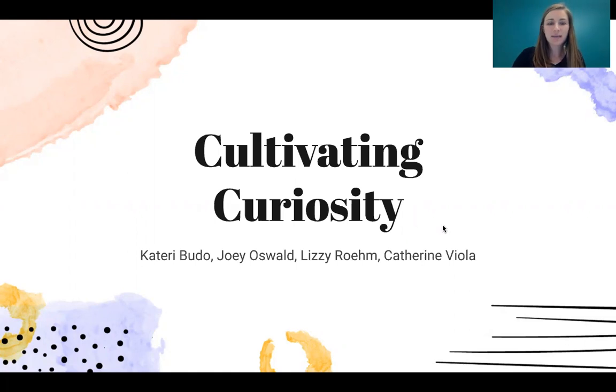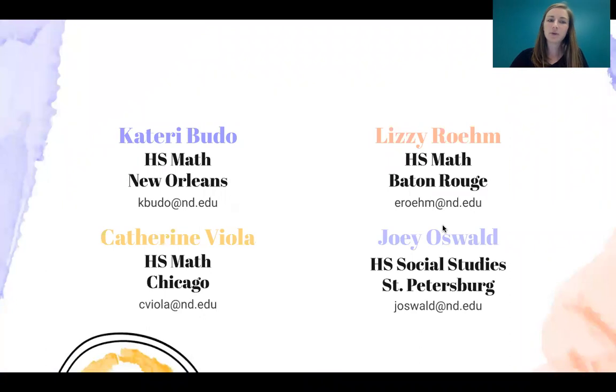So I am Kateri Budo. I teach high school math in New Orleans. Hi, my name is Lizzy Roehm, and I teach high school math in Baton Rouge. Hi, I'm Viola, and I teach high school math in Chicago. And I am Oswald. I teach high school social studies in St. Petersburg.